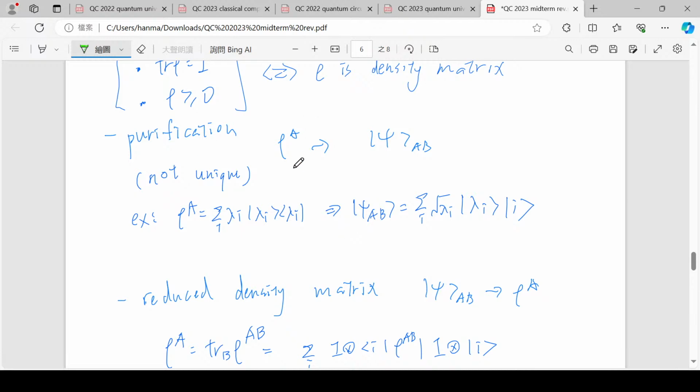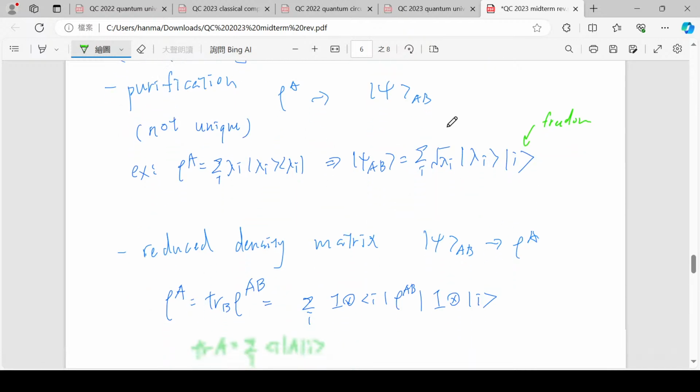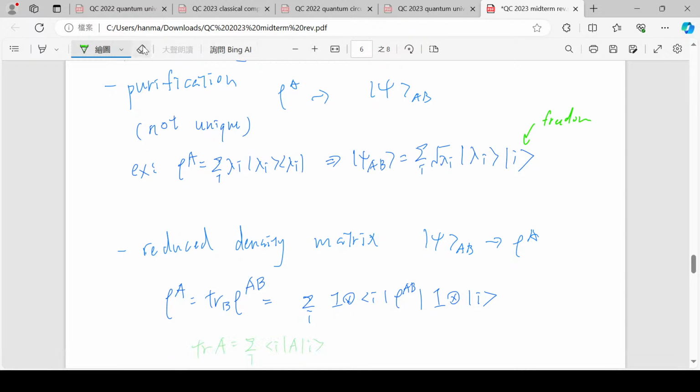Anyway, so one way to do this is you diagonalize rho A, so rho A equals eigenvalues and eigenvectors, and then you write your psi AB just as the summation of the square root of the eigenvalues, then the eigenvector lambda_i here, and on the second register you just put the computational basis i, so a different i here. So you have a freedom here to pick whatever basis. So that's why it's not unique. But yeah, this is one way to do purification.